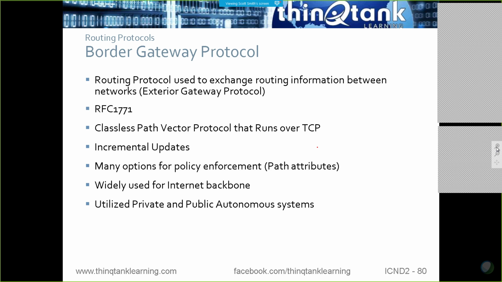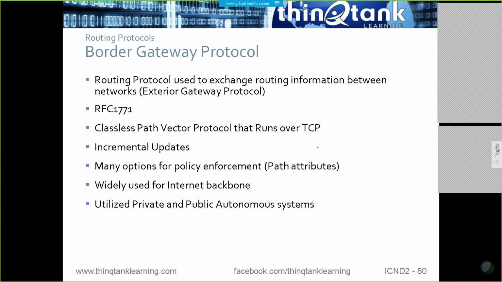Okay? So BGP already is very different, even with just the first couple of things we looked at. It runs over TCP. It is a path vector protocol, meaning it doesn't have any metrics. There's no cost, bandwidth doesn't come into play, delay doesn't come into play. In fact, when you look at routes in a BGP routing table, the second number in the brackets is always a 0 because there are no metrics, at least not in a traditional sense. BGP does do incremental updates, meaning that it doesn't blast out its routing information every X number of seconds. It only sends out routing updates when they occur.